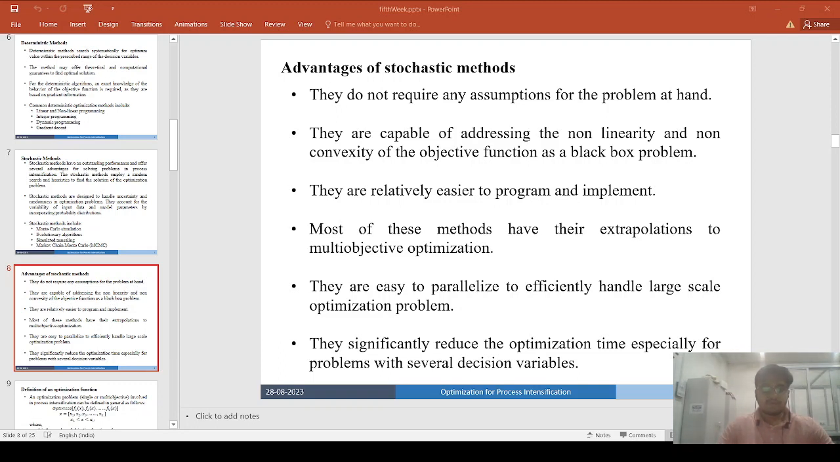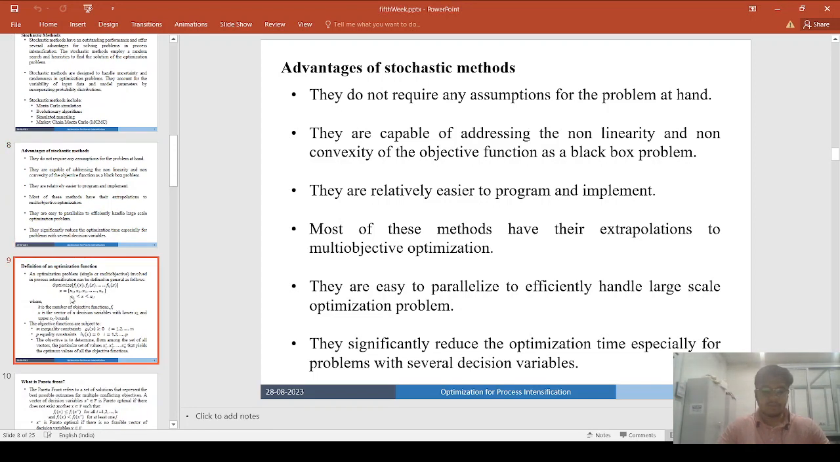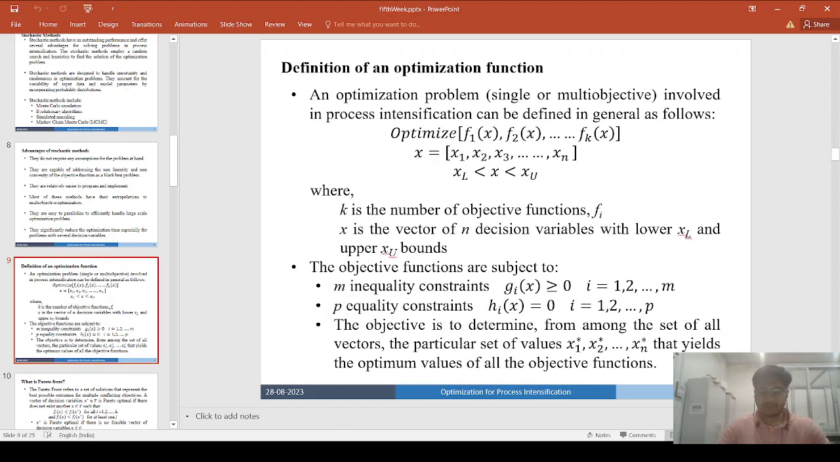So these are some of the definitions of the stochastic optimization methods. We will be coming back to the different algorithms available under the stochastic methods, but let us first define an optimization function mathematically. So what does an optimization problem look like mathematically?